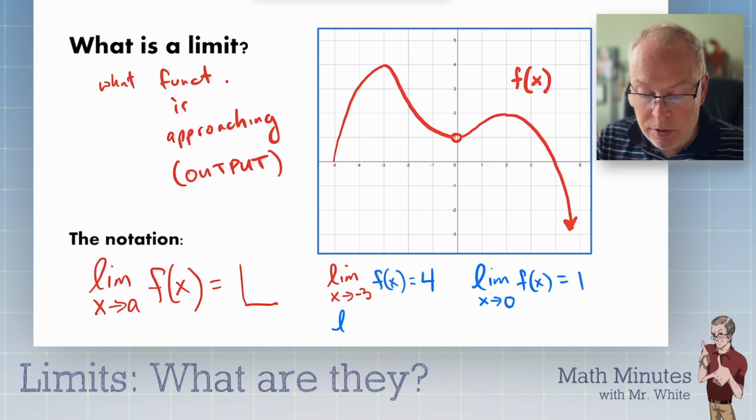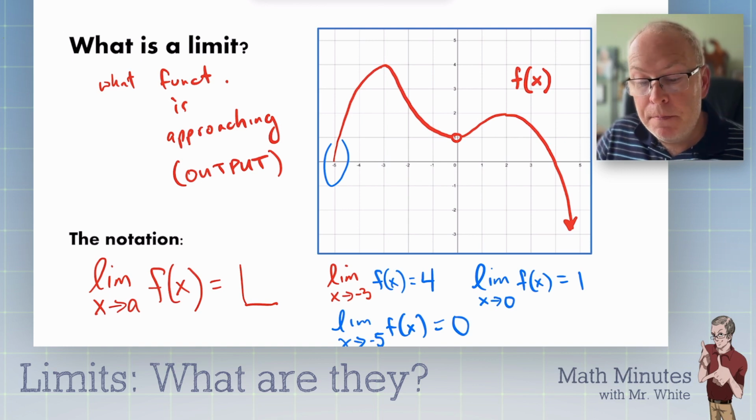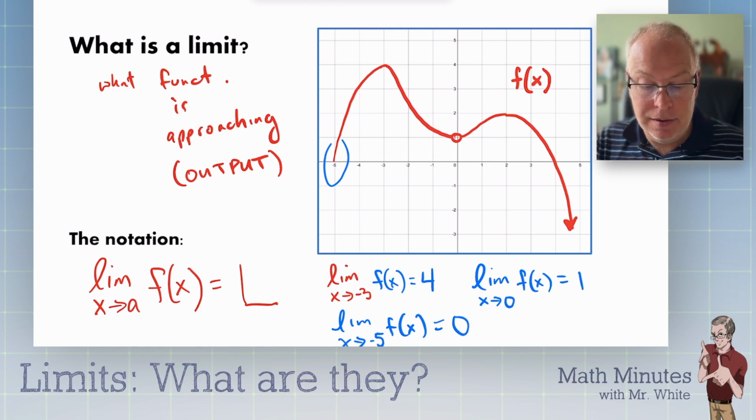I guess there was one other that we did here. Limit as x approached -5 on f of x. You remember what that was? That was this guy right here. Our output was approaching 0. Limits are all about what you're approaching, not where you are when you actually arrive. So we were approaching y equals 1. But in the end, it didn't exist there.